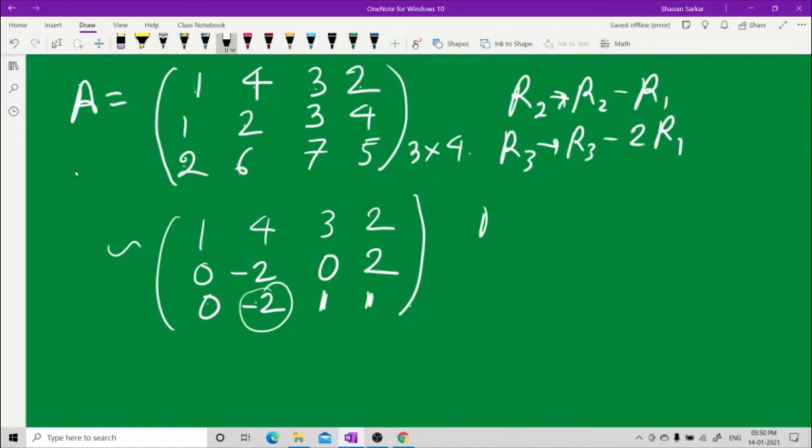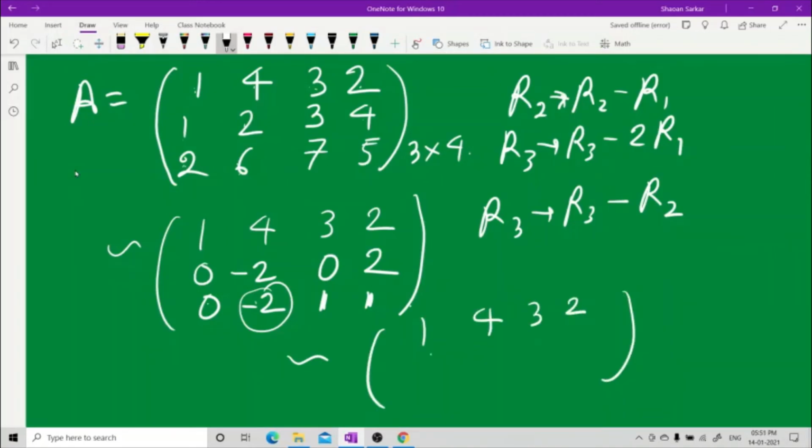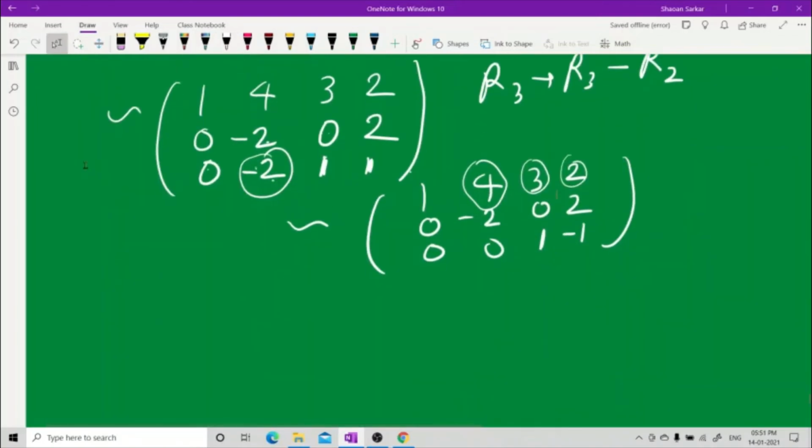So what you do is R3 becomes R3 minus R2. So now you will get 1 4 3 2, 0 minus 2 0 2, 0 minus 2 minus 2 plus 2 is 0, 1 minus 0 is 1, 1 minus 2 is minus 1. Now do one thing, use the column operations to make this 0, this 0, this 0. You can do that.